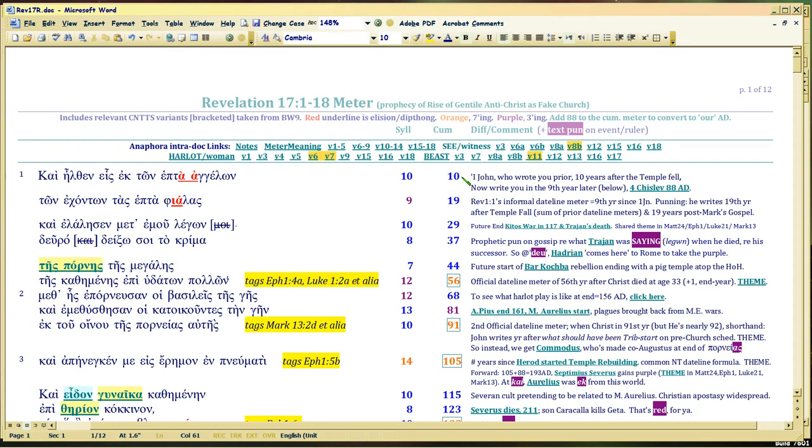That's 98 AD. Now, John in particular likes to play with numbers that aren't divisible by 7. And he does that in all of his letters. So he's saying, hi, I wrote you 10 years ago from the time I'm writing now. Okay, I wrote you 10 years after the temple fell, and I'm now writing you the 9th year later. See how that works? That works out to be 4 Kislev, 88 AD.